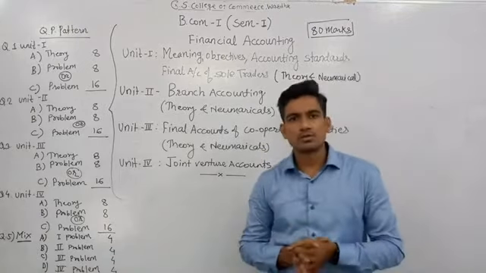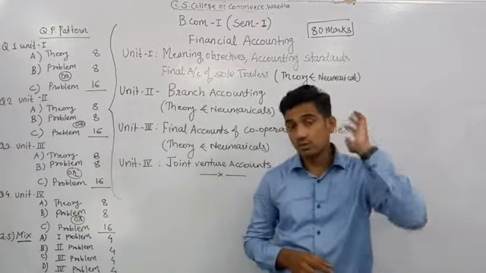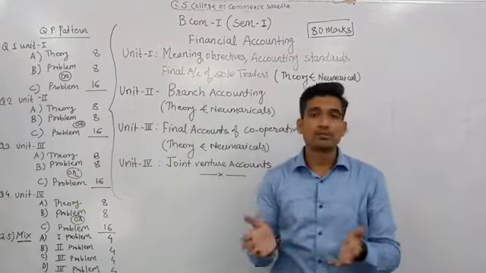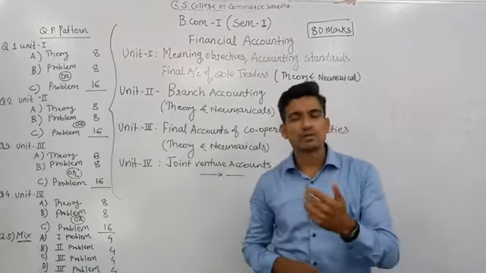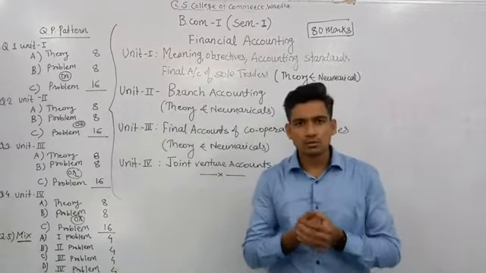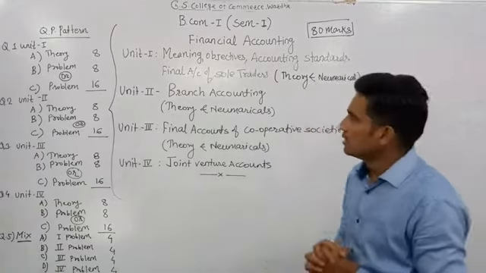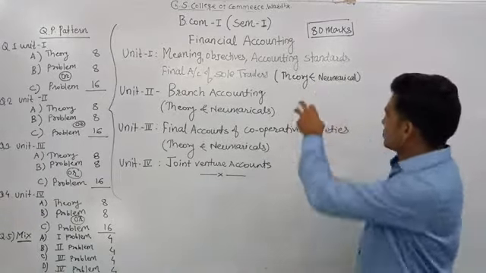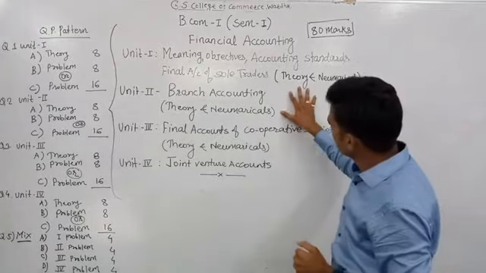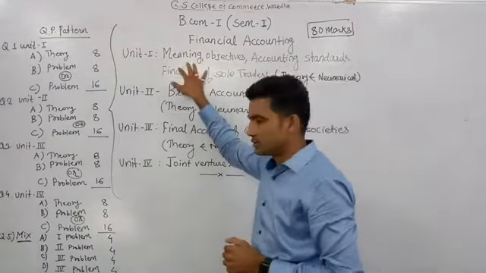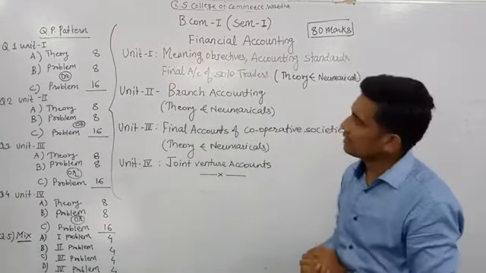You know what final accounts are. You have to start from the trading account, or the manufacturing account if applicable, then the P&L account, and then the balance sheet. That is a part of final accounts. Then we have to do the adjustments and then dual effects. All those things that we are going to see are part of the final accounts of sole traders. So when I wrote here theory and numericals, it means that some part of this unit is related to theory, and some part of this unit is related to numericals.